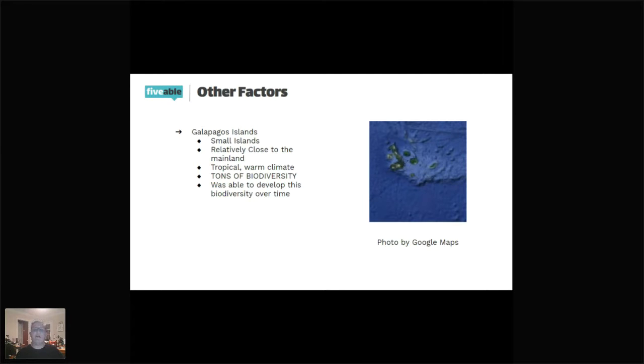So why do you think that the Galapagos Islands were able to develop such a large amount of biodiversity before Darwin got there? We see islands today that are close to the mainland and are small, but sometimes they don't get as much biodiversity as the Galapagos did. So what major thing are we going to see here? In the chat, anybody? Okay, well, I'll spoil it for you guys.